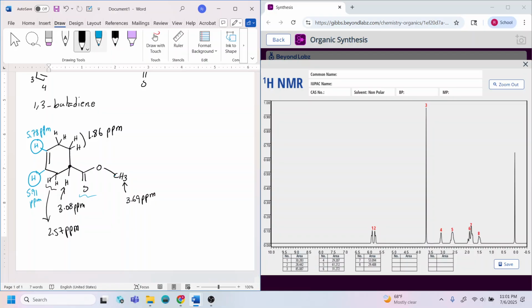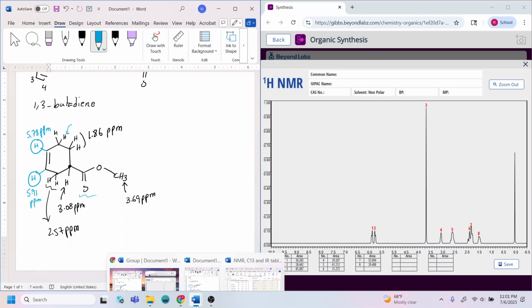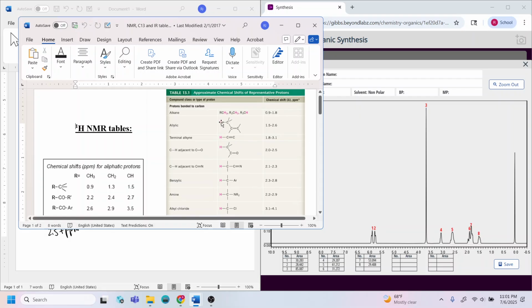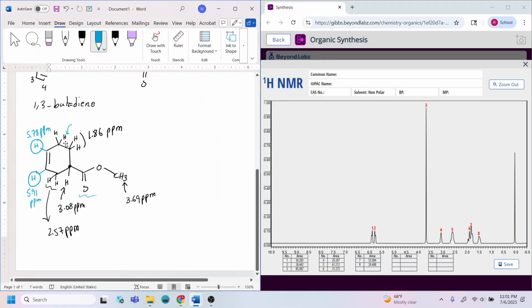So this hydrogen over here is going to be the allylic hydrogen. And if you look at the NMR table, this is the allylic hydrogen. It tells you that the allylic hydrogen is between 1.5 and 2.6. So it's basically in this region in there. So this is the allylic hydrogen there. So this one is going to be around 1.80 parts per million. And this one over here is going to be around 1.48 parts per million. Okay. So this is going to be the splitting pattern for this structure.